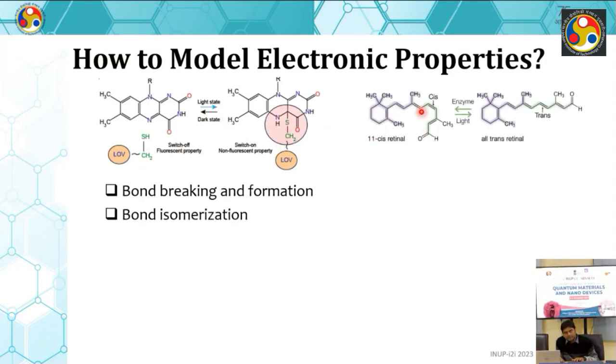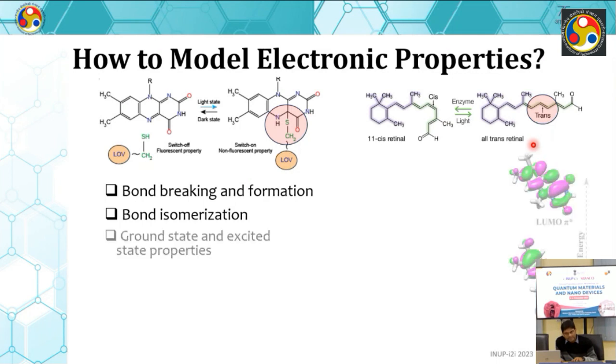Another phenomena is, say, for example, within our eyes, where we have rods and cones, and we can sense the darkness and the lightness. So this takes place because of isomerization at a particular point, from the cis conformation to the trans conformation. Again, this phenomena is quite valuable in real life, but it is very difficult to describe using classical mechanics. Likewise, when we talk about the highest occupied molecular orbitals and the lowest unoccupied molecular orbitals, we cannot describe them using the molecular mechanics.